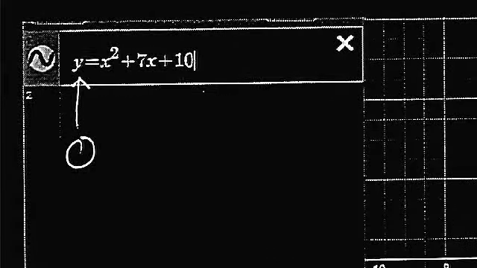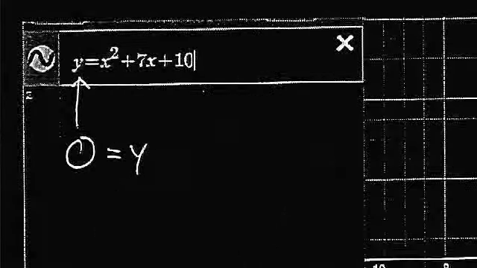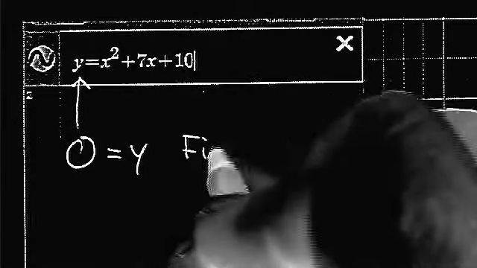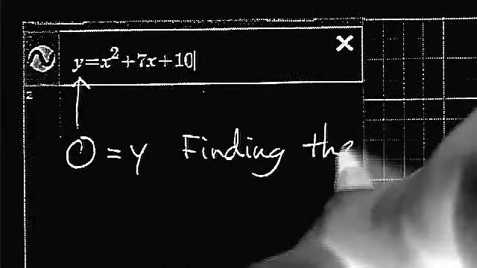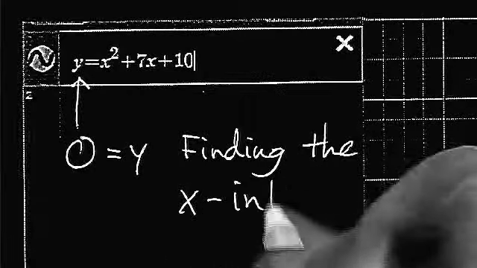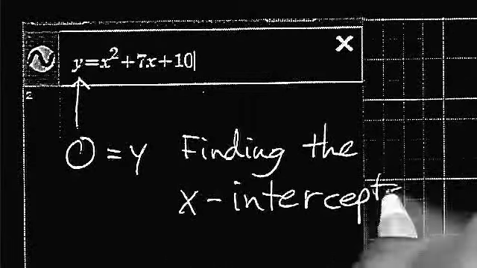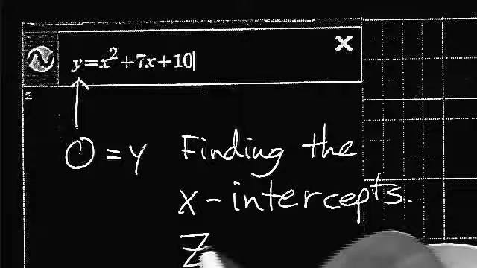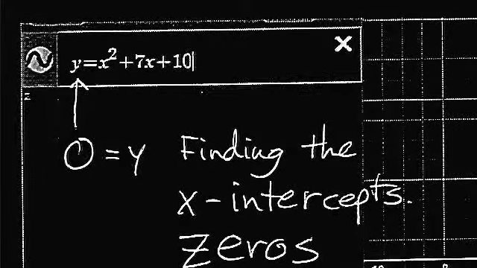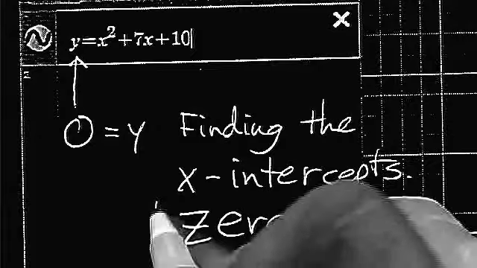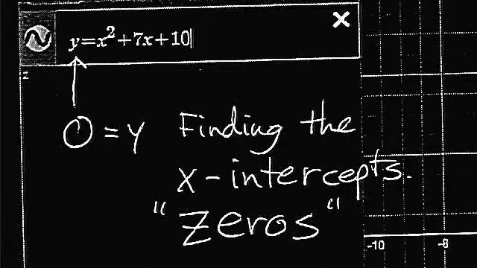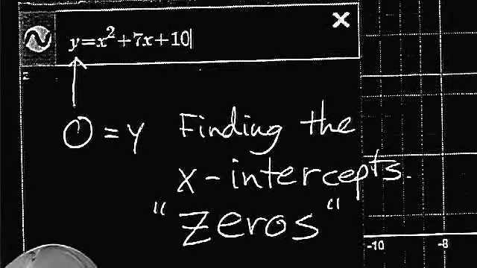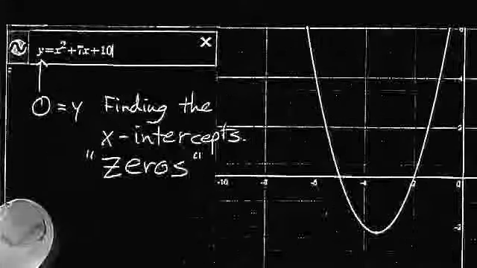Now, when you put 0 in here for y, you are finding the x-intercepts. In fact, we will have a term for that, we will call those the zeros of the function. All right? So you're going to hear this term, the zeros of the function, and that is a reference to the x-intercepts. Now I used a program and I graphed this particular equation.